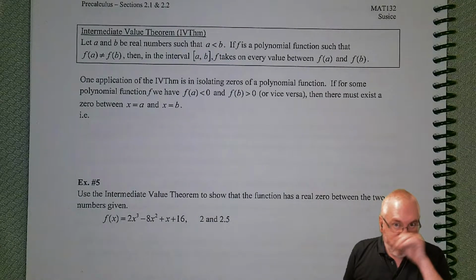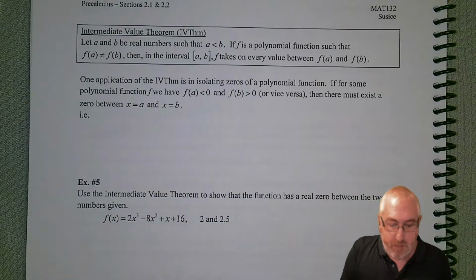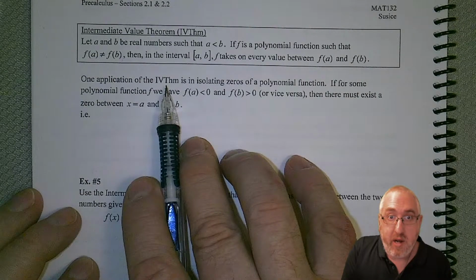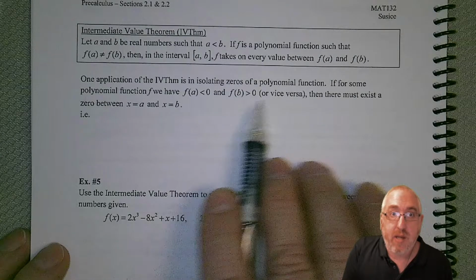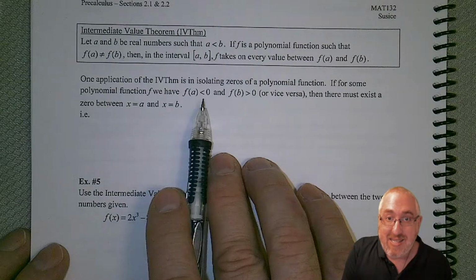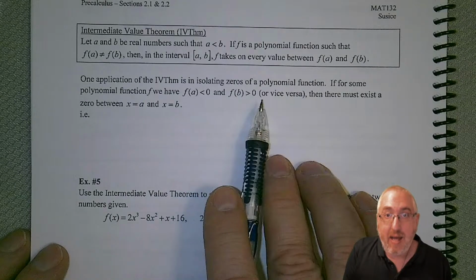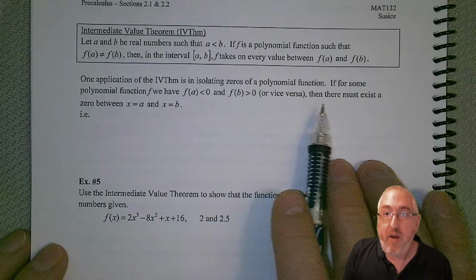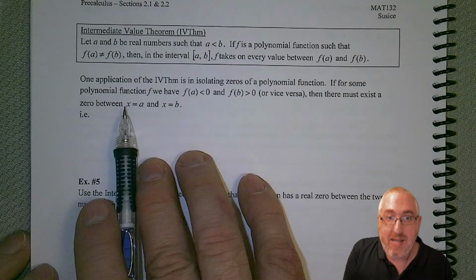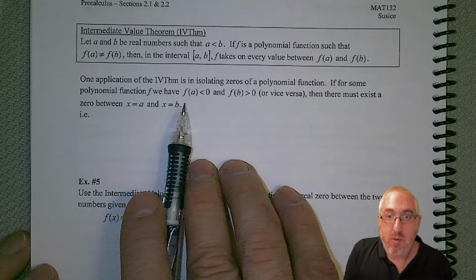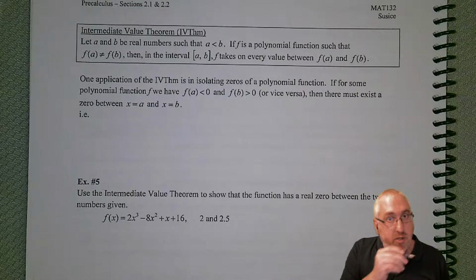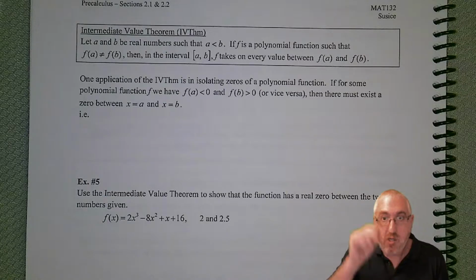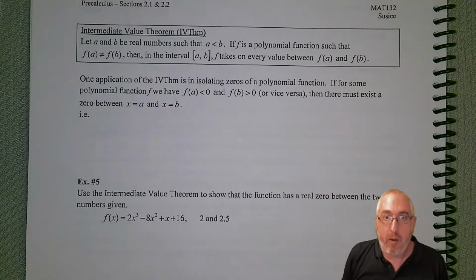Well, let's take a look at a specific case related to zeros. One application of the intermediate value theorem is in isolating zeros of the polynomial function. If for some polynomial function f we have f of A is less than 0 and f of B is greater than 0, or vice versa, then there must exist a 0 between x equals A and x equals B. And the reason why is because what do we know about our polynomial functions? They have to be continuous. There's no jumps, there's no breaks or anything like that. It's always a smooth curve that goes through that polynomial function.